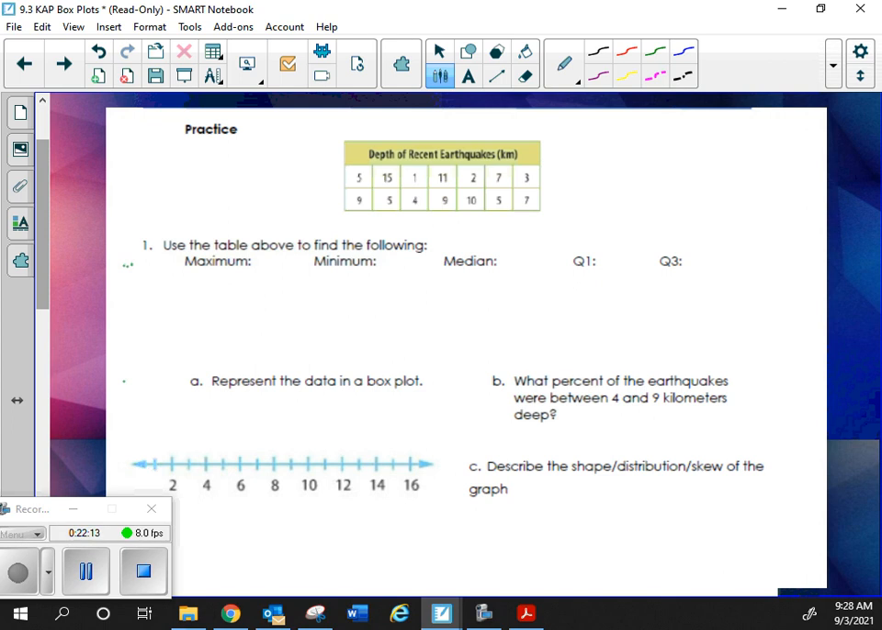I'm going to give y'all quite a bit of time. We still have about 15 minutes. So work with your table groups. Try it on your own, but then see what they all get. Compare, contrast, see if y'all agree. We'll come back together at the end of the lesson.